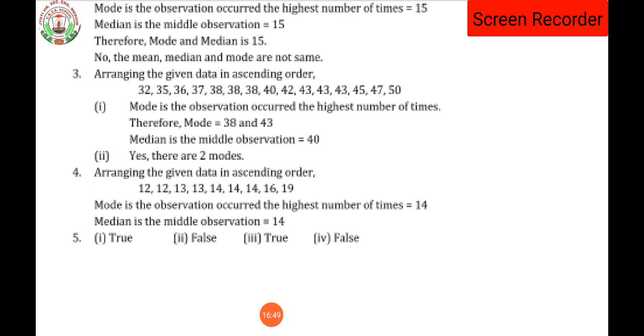Now question number 5, the answer is given here on the screen. First true, false, true, false. So you have to read the question and write the answer. So dear students, don't get confused while doing the solution for the median. Whichever of the two methods I told you that you feel is easy, that method you have to write in your copy and study.